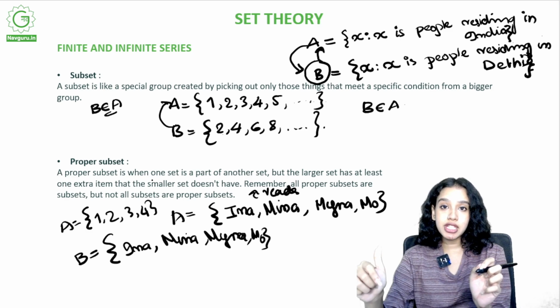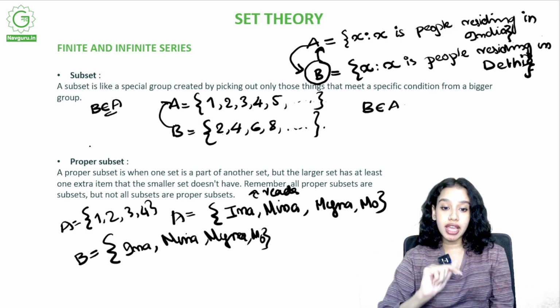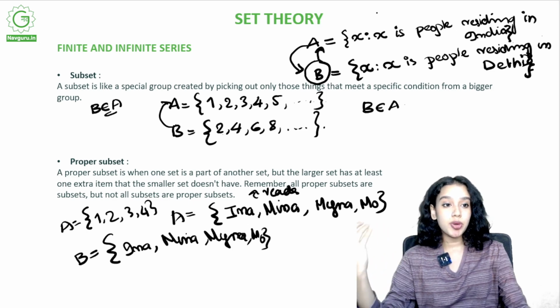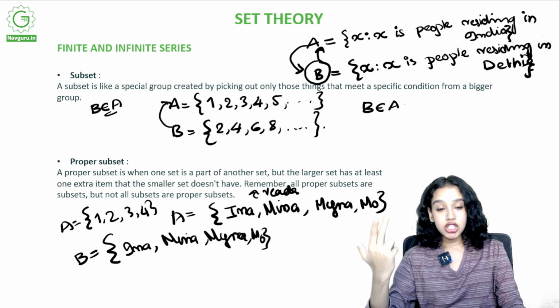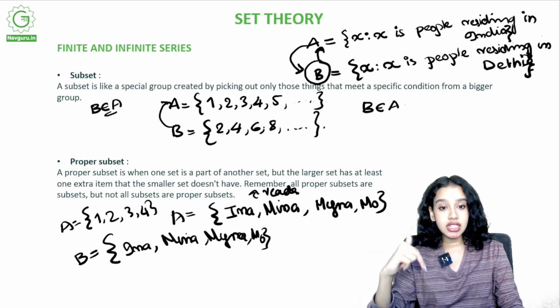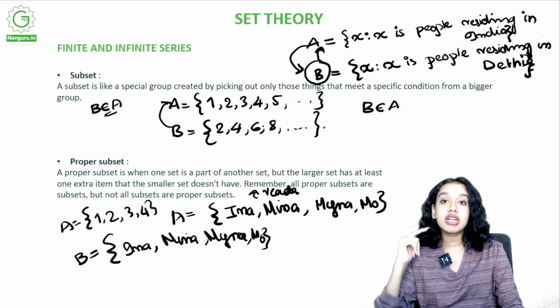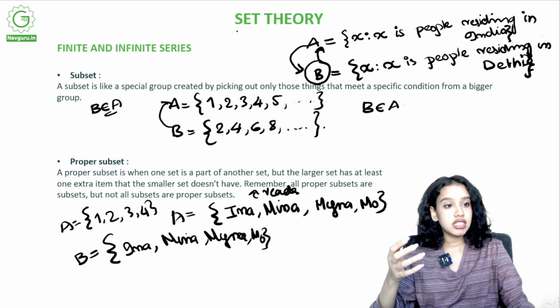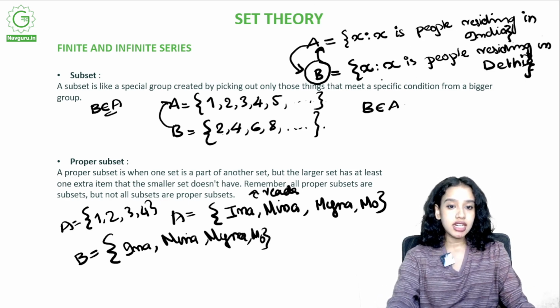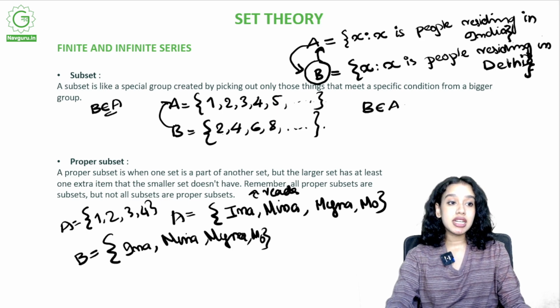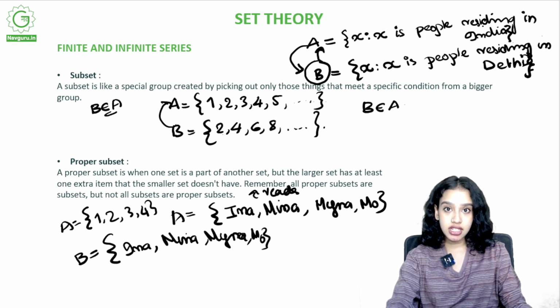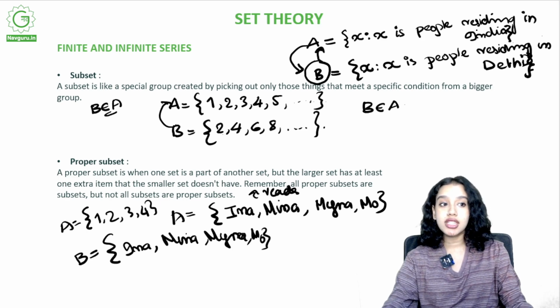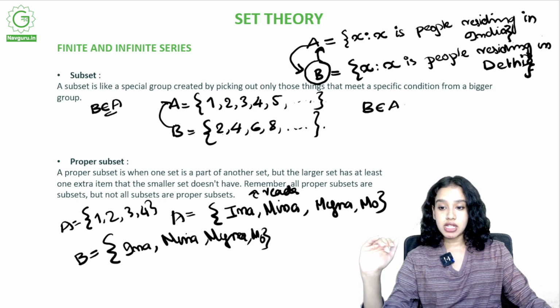Now, is it a proper subset? It's not a proper subset. Why? In a proper subset, the larger set, here there is no larger set, but in a proper subset, the larger set should contain every element in the smaller set and also additional elements. So this is a very good example of proper subsets. Why? People residing in Delhi are also included in India, but we have all other people from all other states which are remaining over, right?